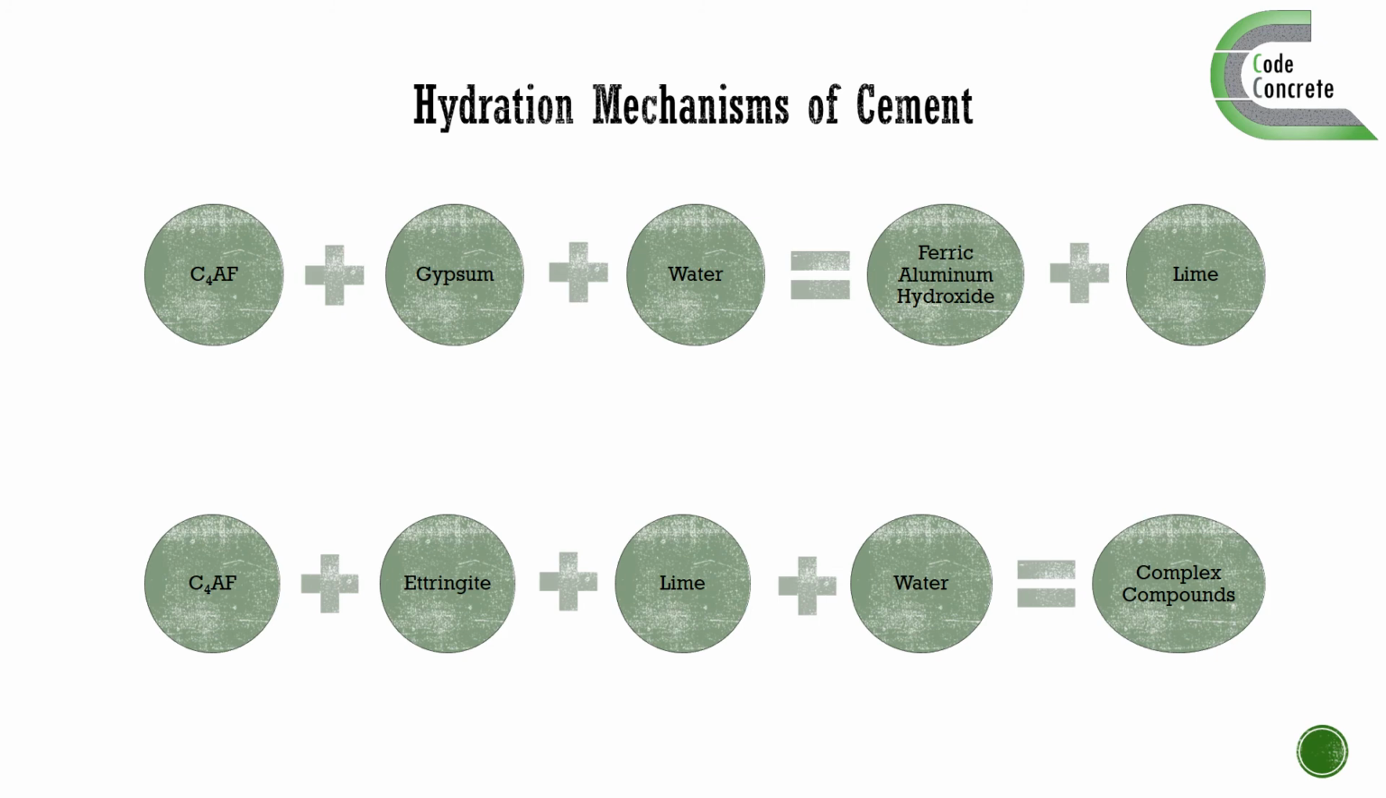The ferrite then also reacts with the ettringite produced previously, to produce complex compounds, that only fill voids and do not contribute to strength development of concrete, where ferrite reacts with ettringite, lime, and water to produce complex compounds.